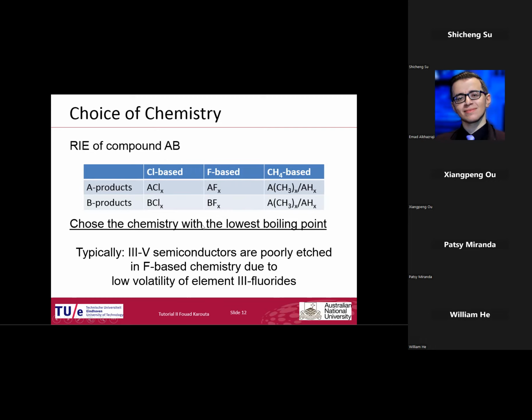So you need to choose the chemistry that gives you a product which has a very low boiling point. Because when it has a very low boiling point, it means that in the experimental condition, it is volatile. When you are etching with reactive ion etching, you need to etch the product, but you also need to evacuate the etching product. So that's why you need to consider the lowest boiling point. And I'm giving you an example in the next slide.